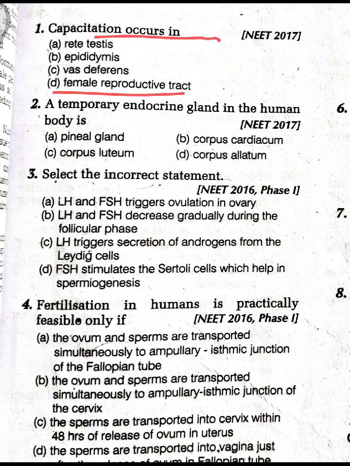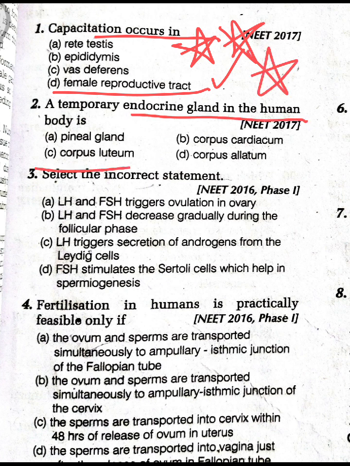It occurs in the female reproductive tract. The capacitation of the sperm cell occurs inside the female reproductive tract. Second, a temporary endocrine gland in the human body is the corpus luteum. As you know, the mature Graafian follicle after ovulation turns into the corpus luteum, which acts as an endocrine gland and secretes progesterone. Next, select the incorrect statement.